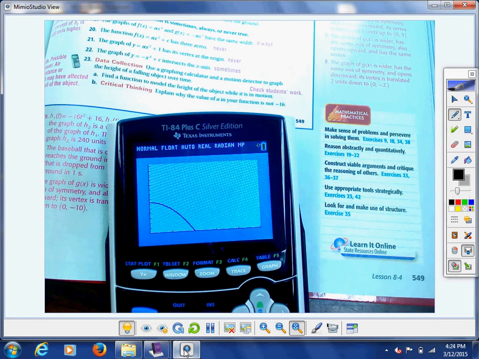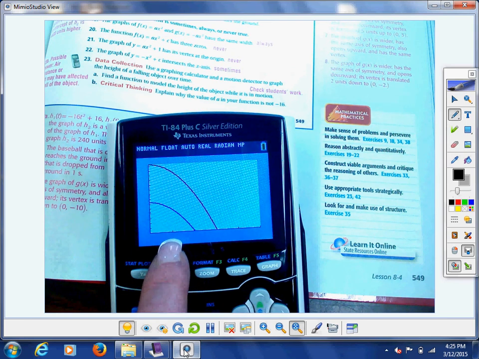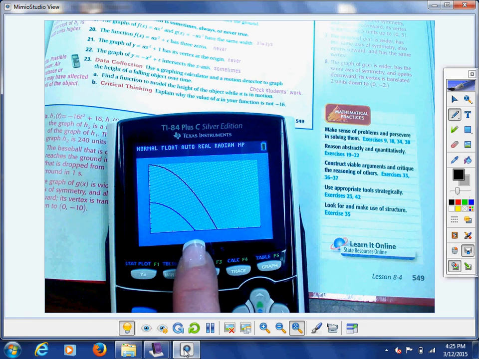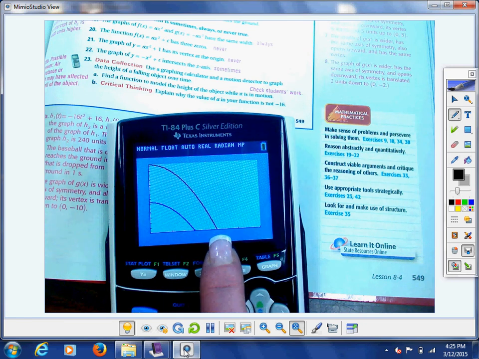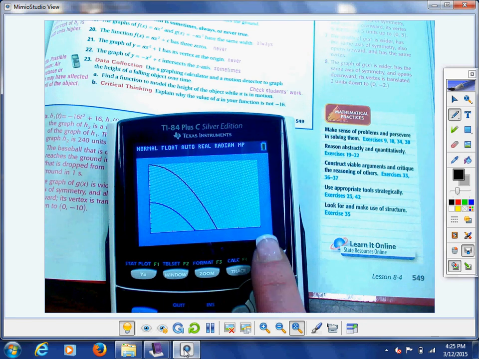And we're seeing just half of the parabola. And that's okay. I don't need to see the whole parabola. I just need to see half of it. Now notice we're going by ones. So this first notch here on your calculator is 1 second, 2 seconds, 3 seconds, 4 seconds, and way out here is 5 seconds.